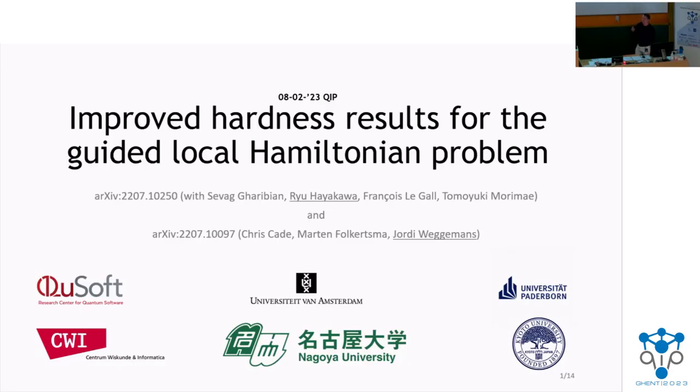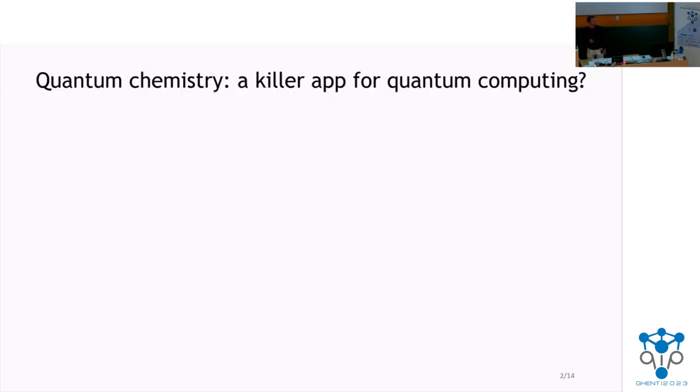So this talk, titled Improved Hardness Result for the Guided Local Hamiltonian Problem, is based on two separate arXiv submissions. One by Sevag Gharibian, who's sitting here, Rio Hayakawa, who's going to be presenting the second half of the talk, Francois Le Gall, and Tomoyuki Morimae, and another one by Chris, who's also here, Marten Folkertsma, and myself, Jordi.